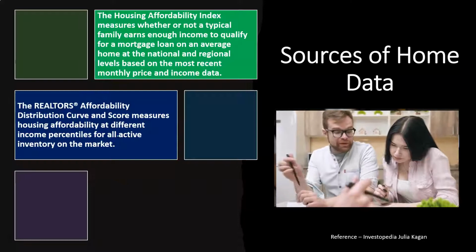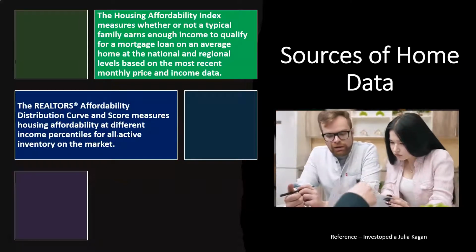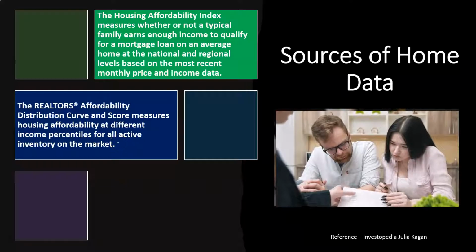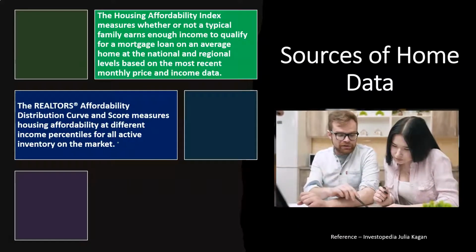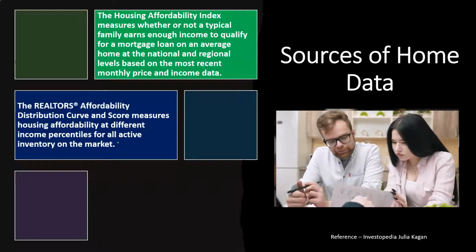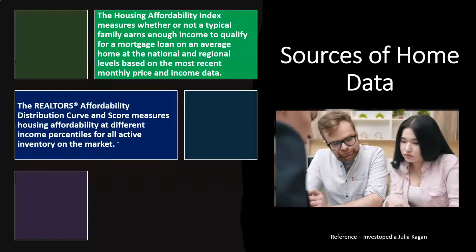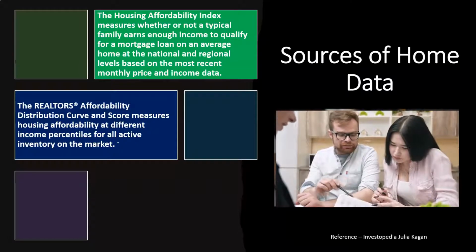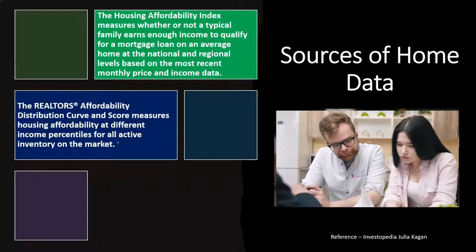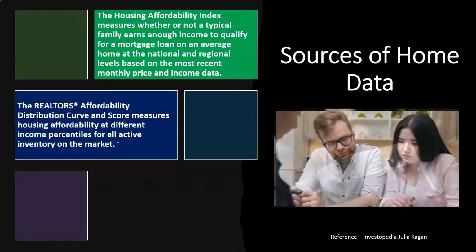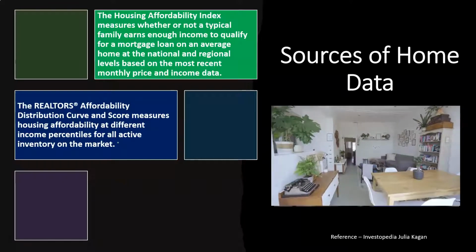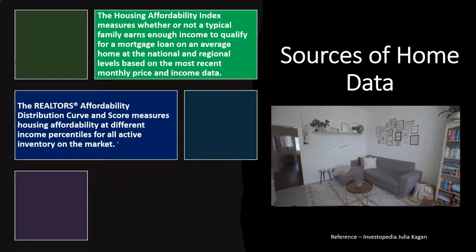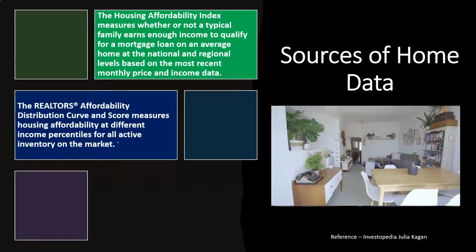So the housing affordability index, which you could look up in your favorite browser, measures whether or not a typical family earns enough income to qualify for a mortgage loan on an average home at the national or regional levels based on the most recent monthly price and income data. So obviously, when you're looking at the regional level where you're actually investing versus the national level, you want to take a look at the ability of the average person, the affordability of the home, and factor that into your particular real estate investments. What's the strategy of your particular real estate investment? What kind of people are being attracted to it and why? And then you could use that and say, will that trend continue into the future?